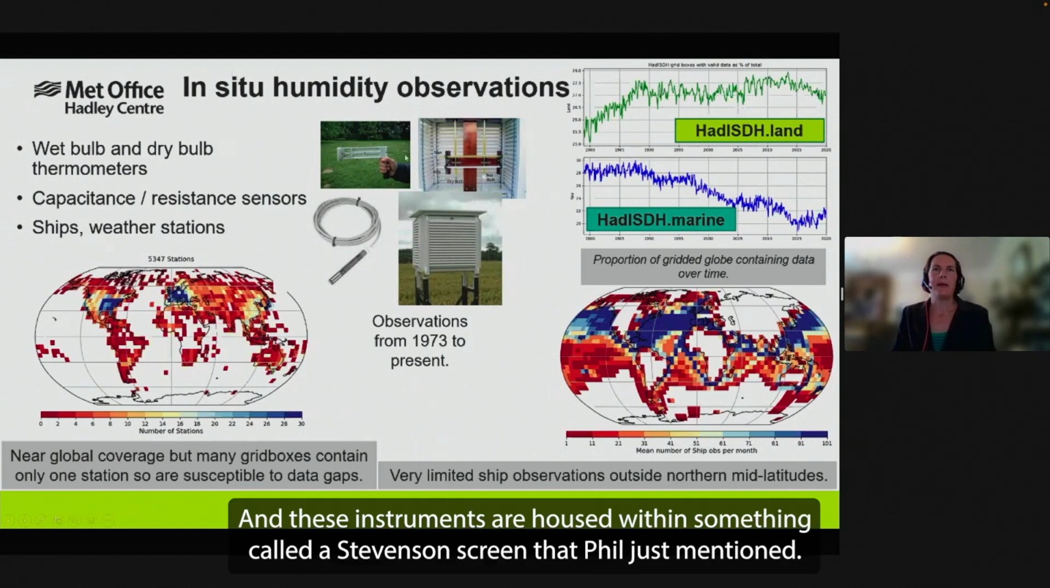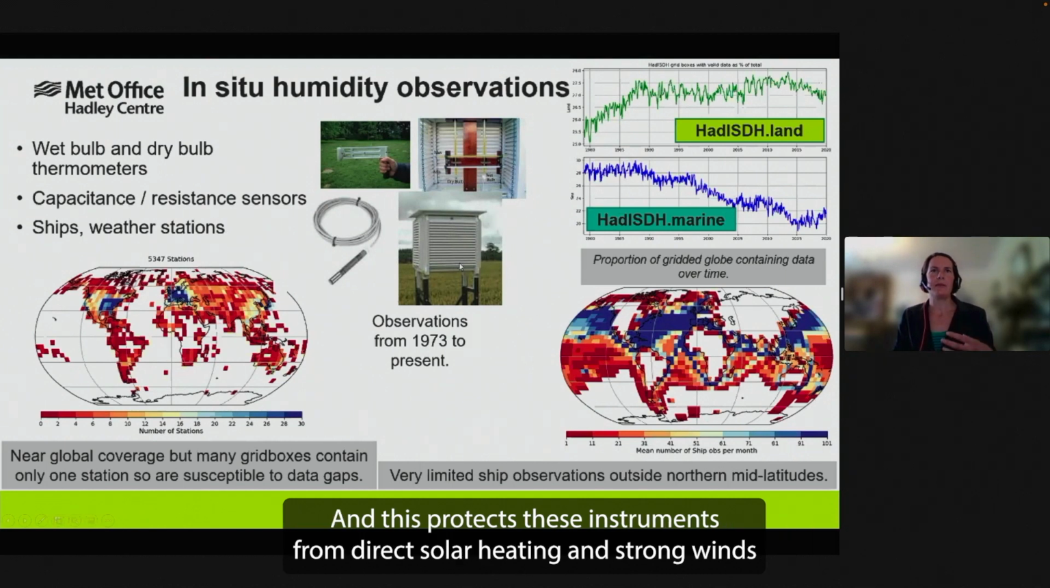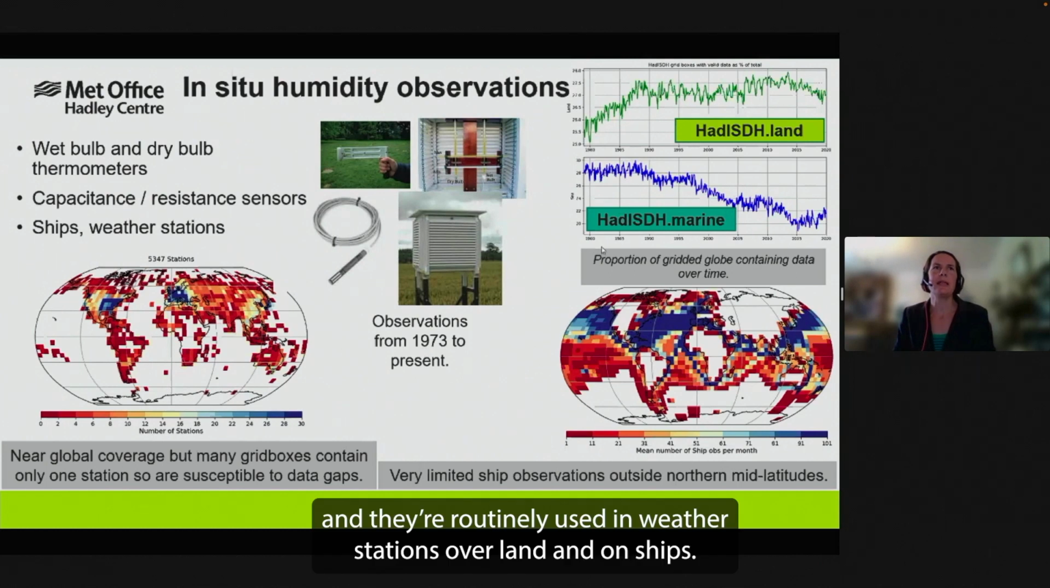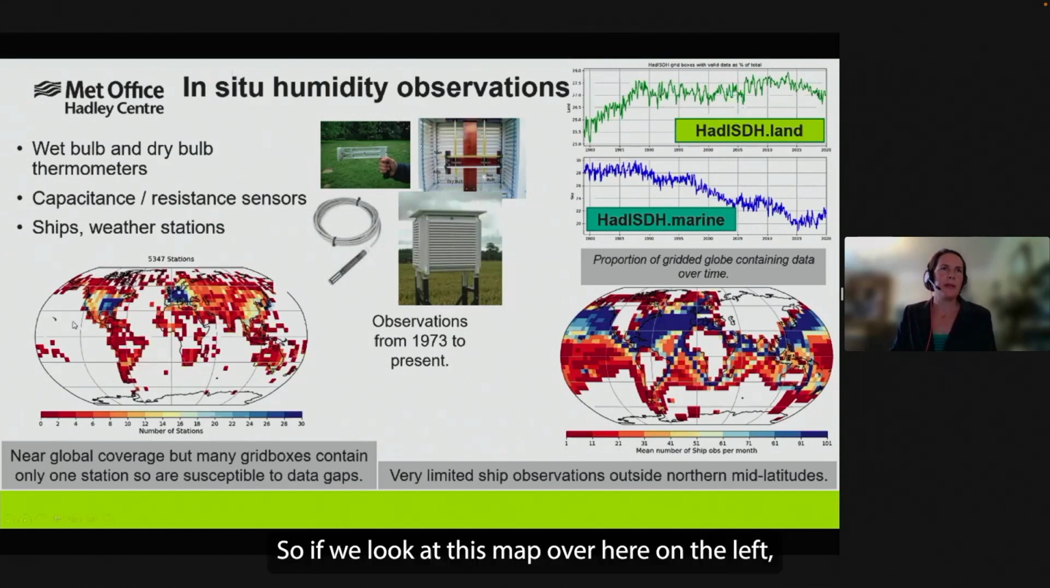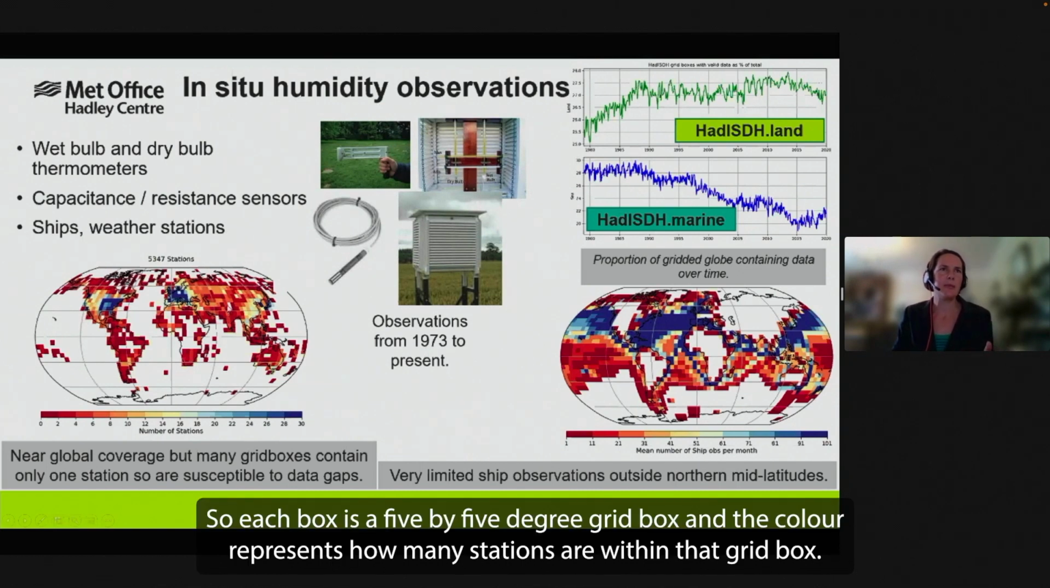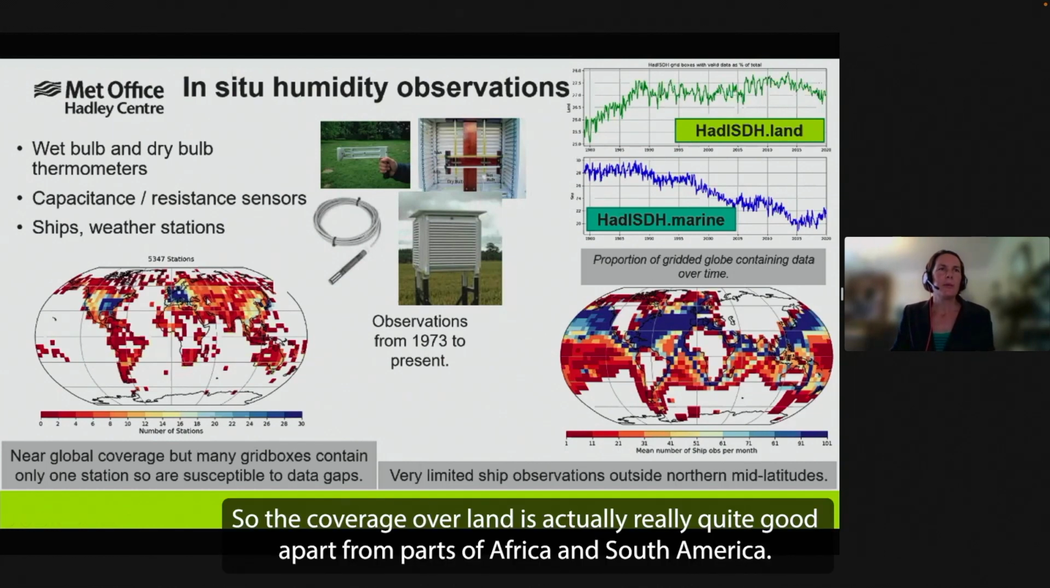These instruments are housed within something called a Stevenson screen that Phil just mentioned, and this protects them from direct solar heating and strong winds. They're routinely used in weather stations over land and on ships. If we look at this map over here on the left, you can see the coverage of observations over land. Each box is a 5 by 5 degree grid box, and the colour represents how many stations are within that grid box. The coverage over land is actually really quite good, apart from parts of Africa and South America.